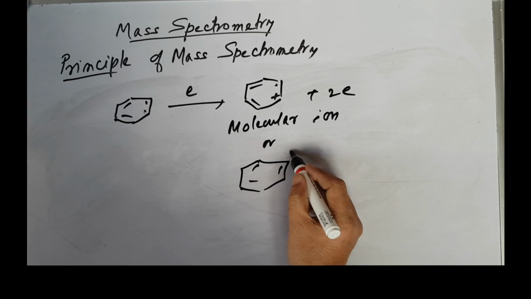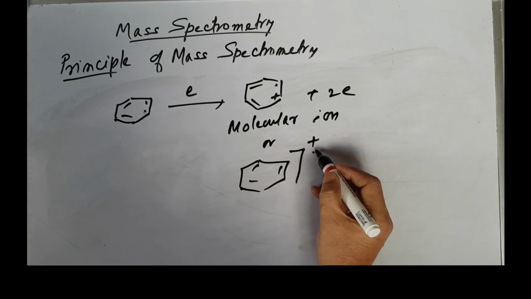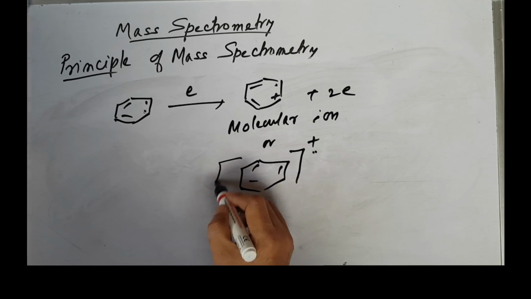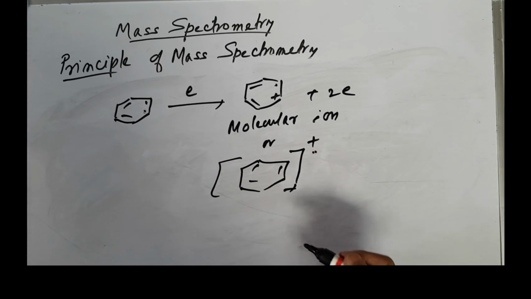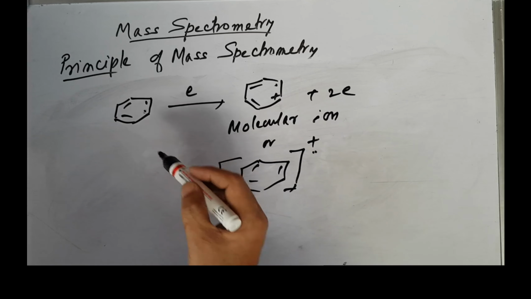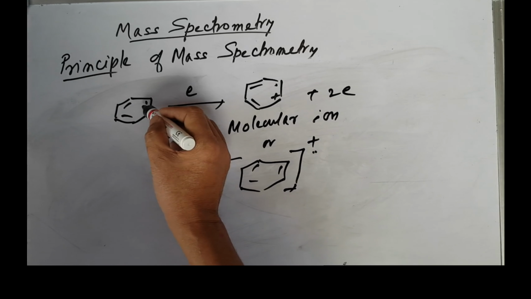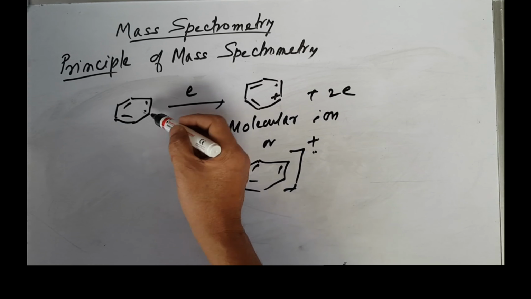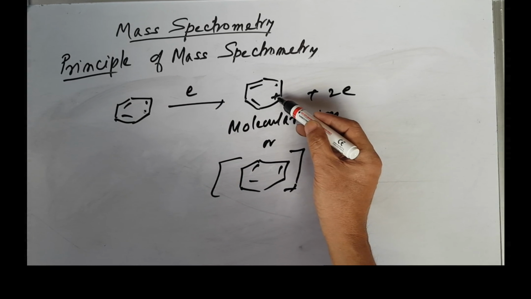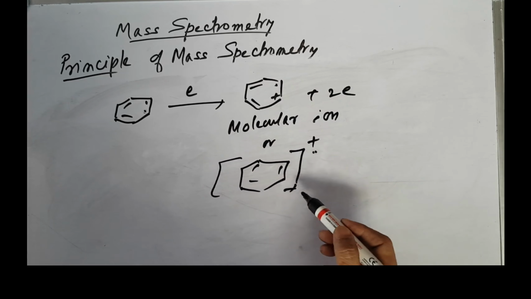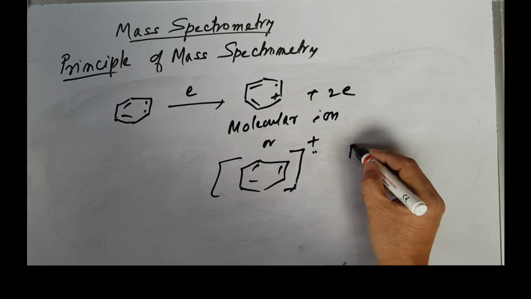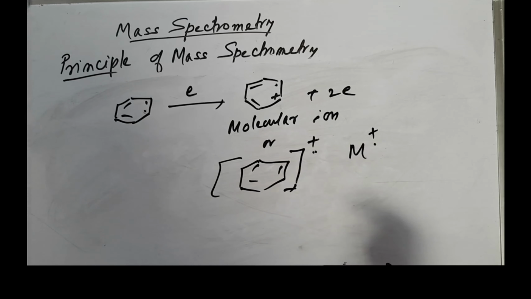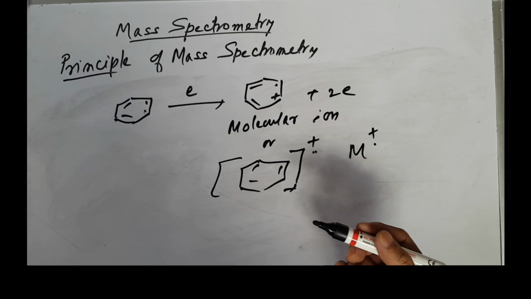So you can write this like this, or you can write it like this also. This way, what I'm telling is that these double bonds have two electrons here. When bombarded with high energy electrons, one electron is knocked out, so you get a positive charge here. So you can write it this way, or another one here like this, or you can say this M plus ion. So this is another parent ion or molecular ion.